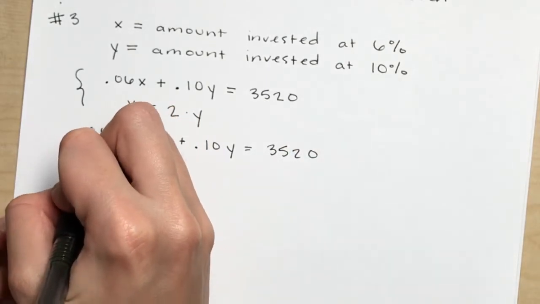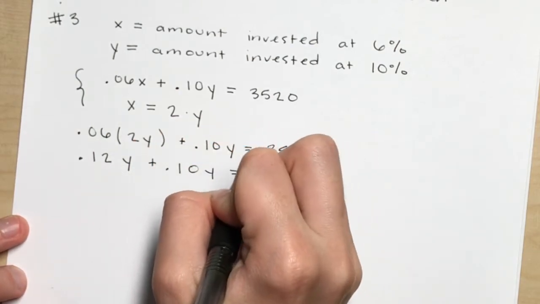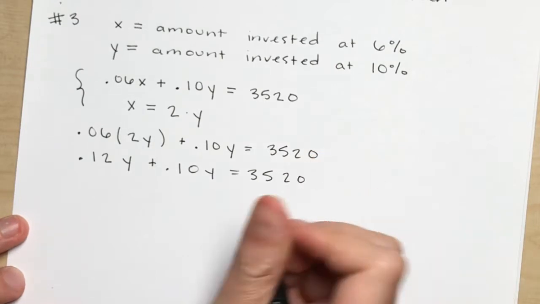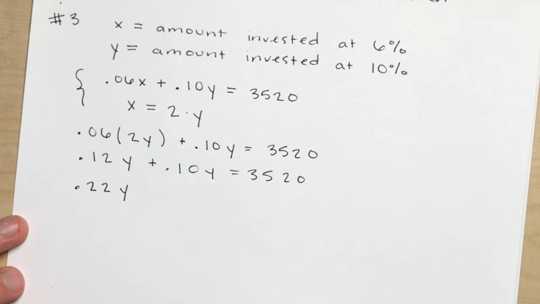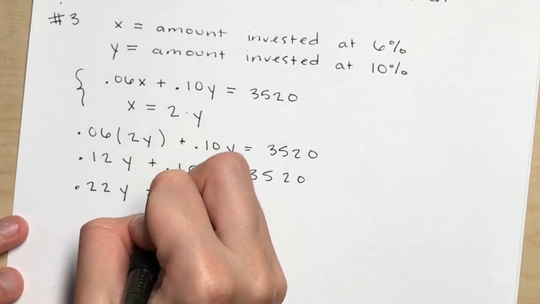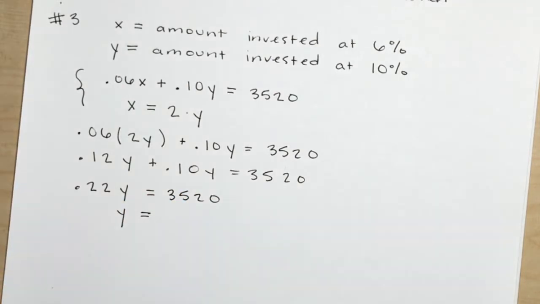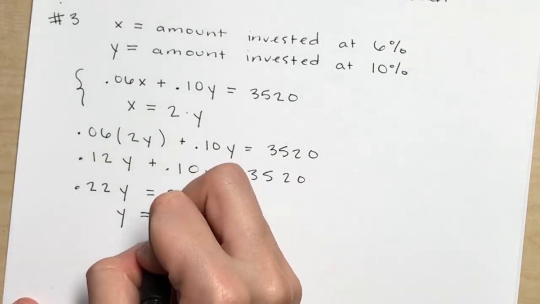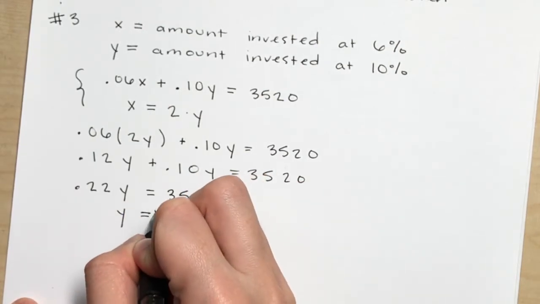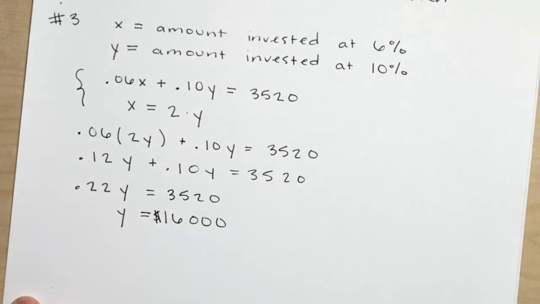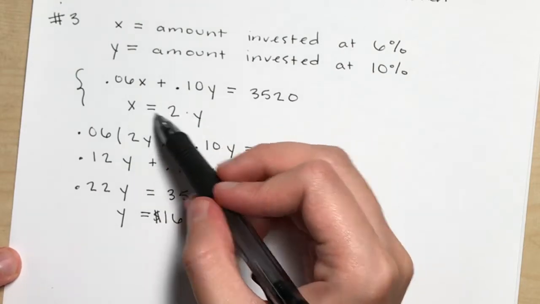We've got 0.12y plus 0.10y equals 3520. So we end up with 0.22y equals this. And we can divide. We end up with 16,000. That is a lot of money. $16,000. Okay, and now we have to find x, but again, we already know what x is in terms of y.